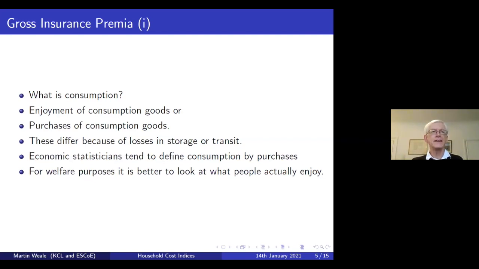An alternative way of looking at it is to think of a distinction between purchases and enjoyment, because we have a loss of goods in transit. One example you can think of is if someone buys eggs and there's a risk of some of them being dropped on the way home. You don't enjoy any utility from the eggs that you drop on the way home, but at least in principle, it is possible to consider an insurance policy that would protect you from the losses arising from those damaged eggs. Well, for welfare purposes, I think it's easy to see that it's rather better to look at what people actually enjoy than it is to look at their purchases of goods and services.